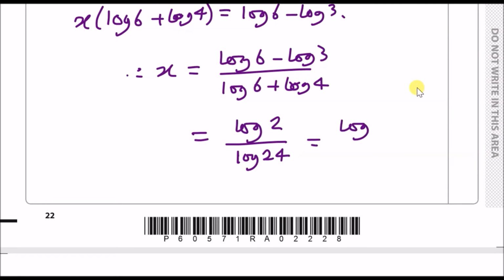So this is the same as log base 10 of 2 over log base 10 of 24. And by the way, guys, a regular log is the same as log to the base 10. So these are actually identical expressions. But yeah, guys, this is it for question 9.